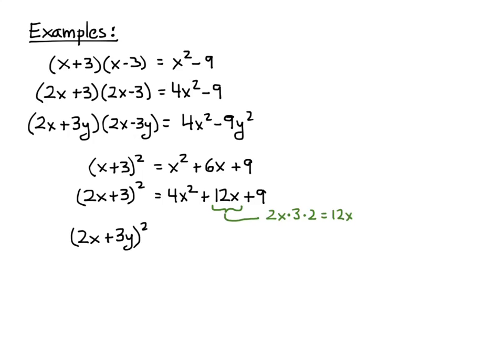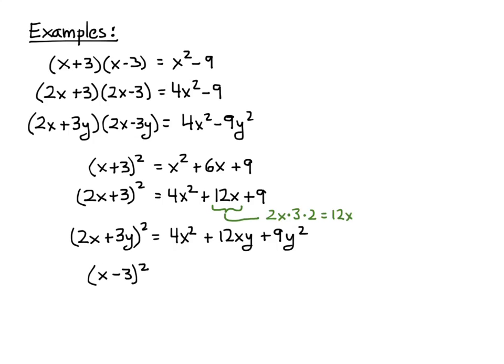And if we get into the realm of two variables, it works exactly the same. The y comes all the way through, including that middle term, and we get 12xy plus 9y squared. So it's the same sort of deal. You take the 2x multiplied by 3y, which gives you 6xy, and then multiply that by 2, and you get 12xy.